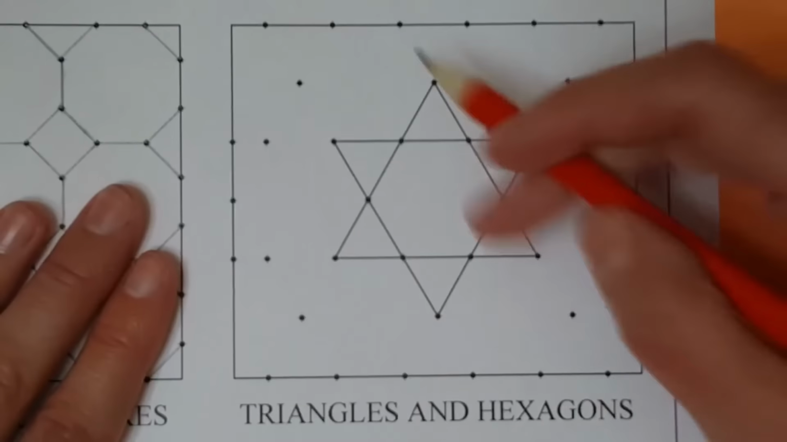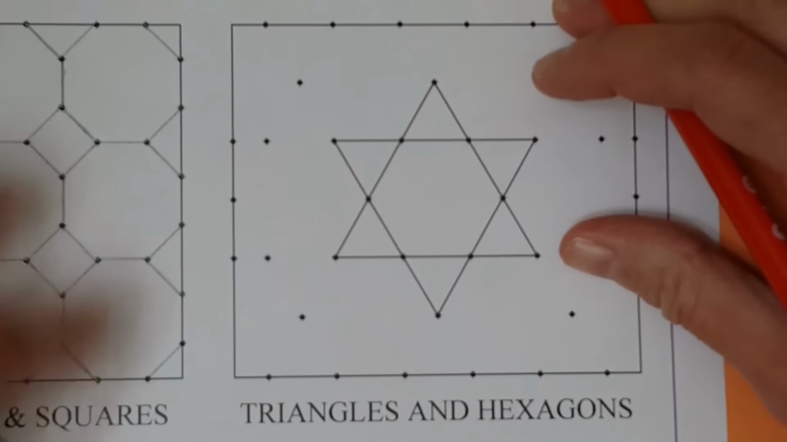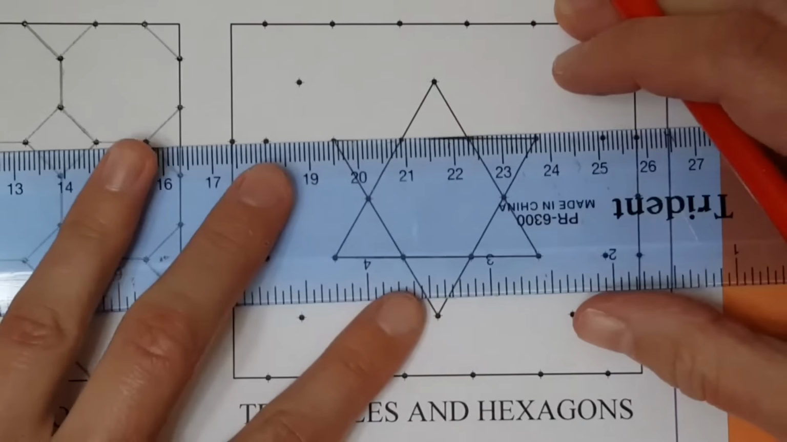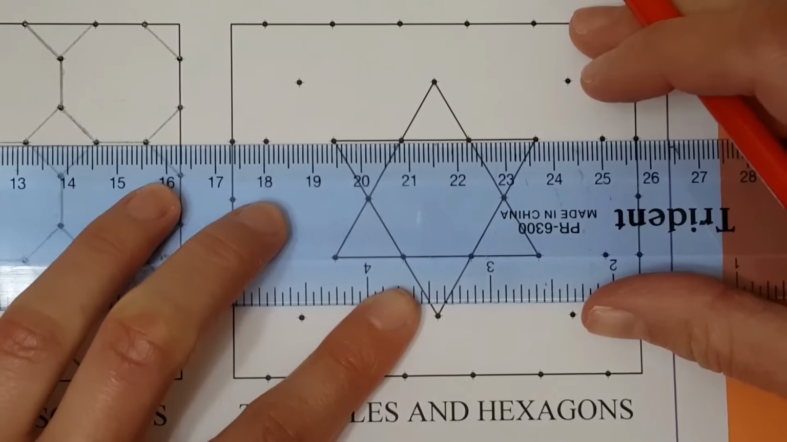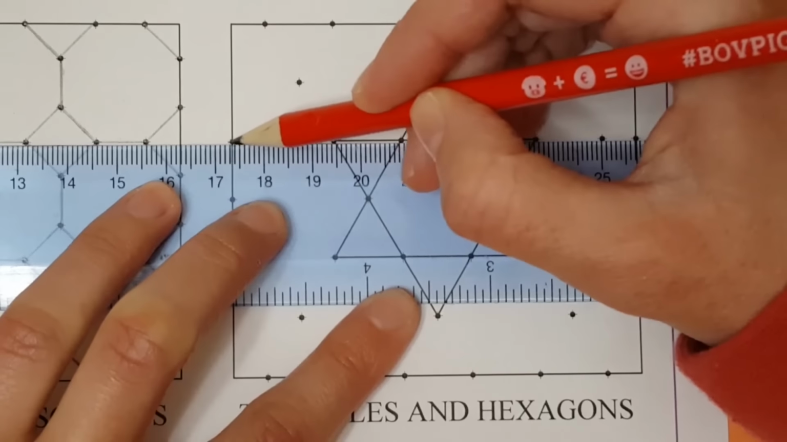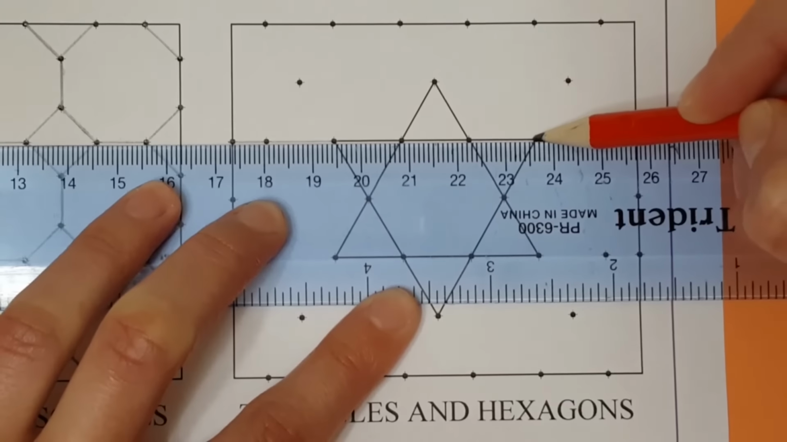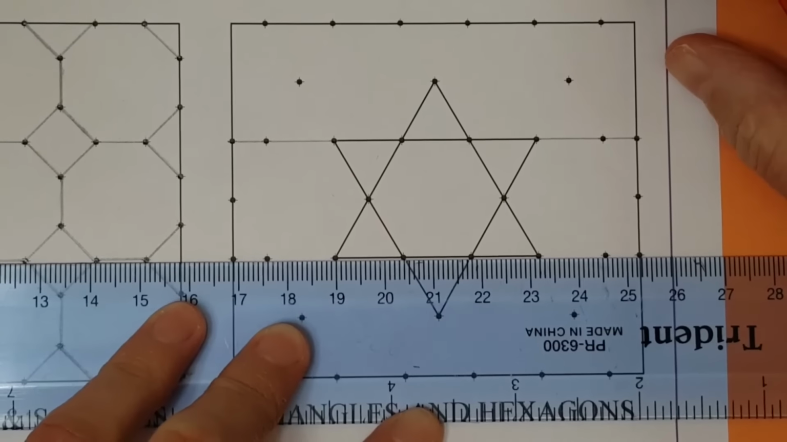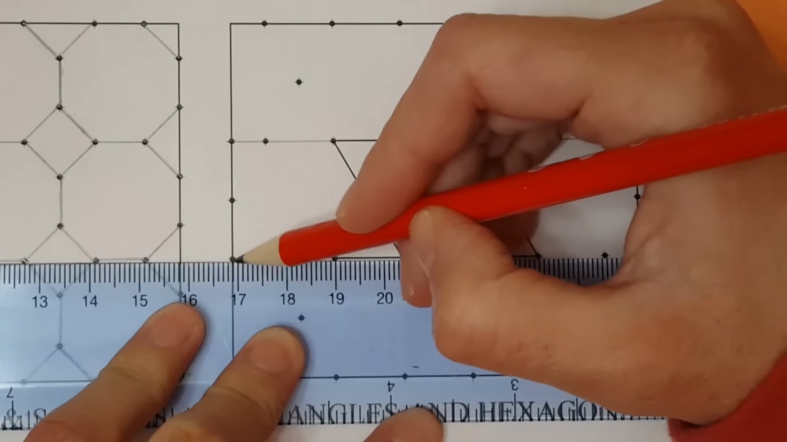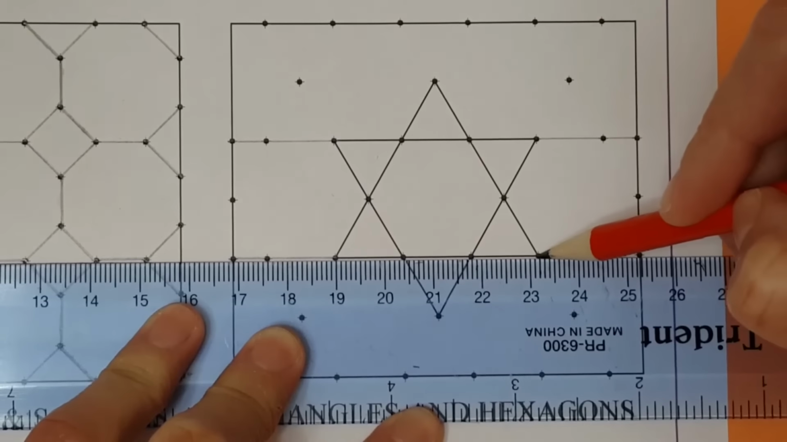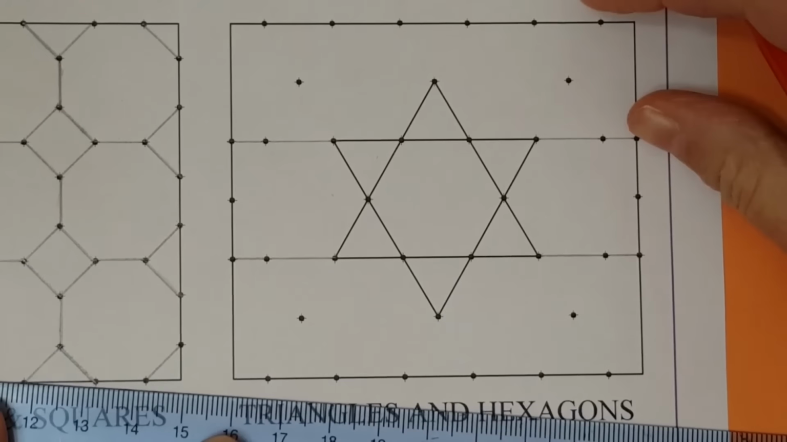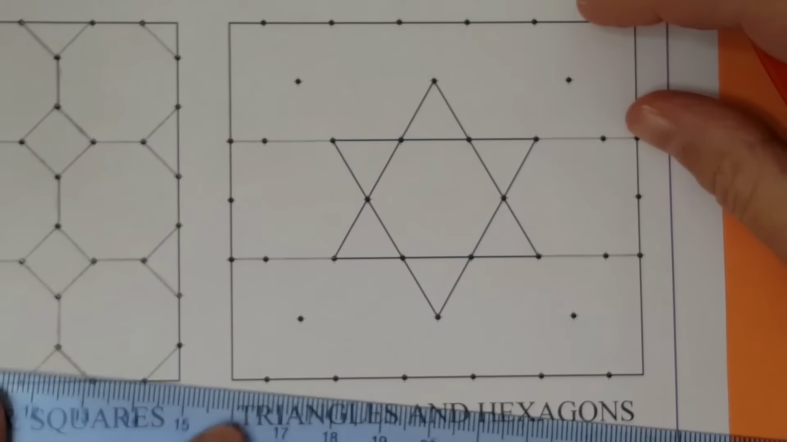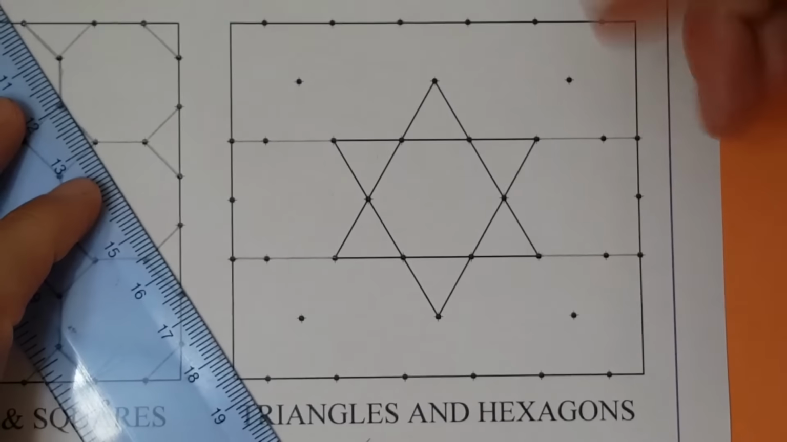Now, let's start. Let's start by drawing those two horizontal lines in the middle of our tessellation. Again, align your ruler with the line of dots and then draw your line. So those two lines are finished.